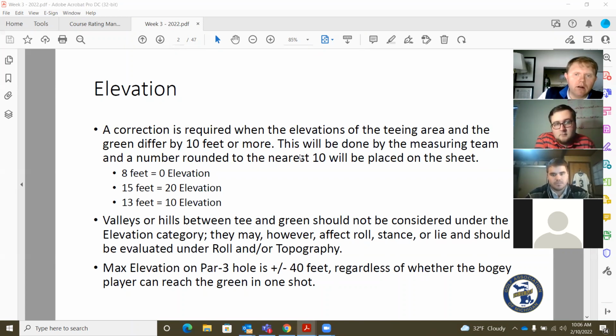So there's a good question: why is 8 not rounded up to 10? Basically, the threshold is 10 feet or more, and after 10 feet, it gets rounded based on where it's closest to. If it's 13, it's down. If it's 15, it's up. But it needs to be at least 10 feet to be significant enough for us to put it in the system.